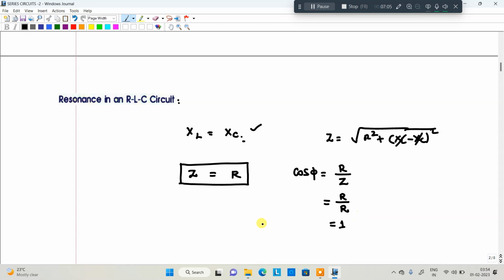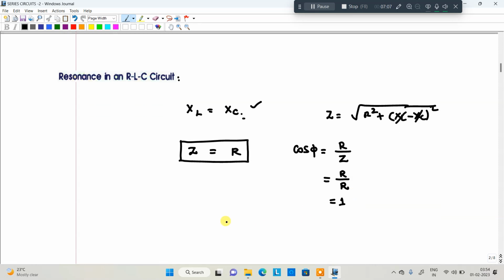That means you need to remember another thing. Every point is important in the examination. Whenever resonance occurs in the RLC series circuit, the impedance is equal to resistance as well as the power factor is unity. After that, XL is nothing but 2 pi FL. Yes or no? XC is nothing but 1 by 2 pi FC.